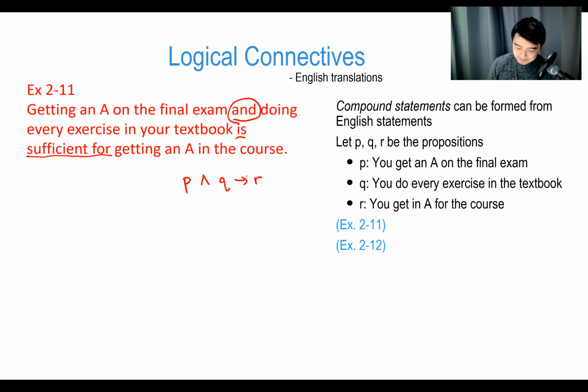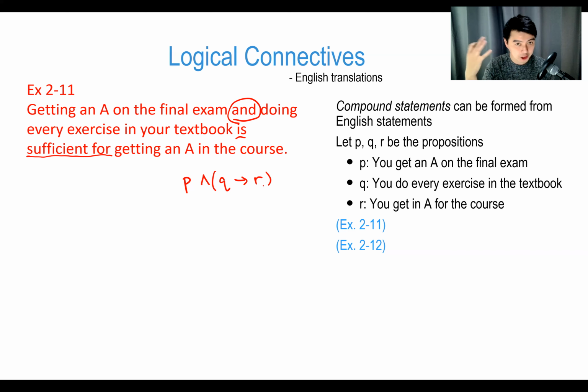Now, the last thing is we can't leave the expression like this. What we need to do is decide which of these expressions come first. Is it P and Q first? Is it number one or is it number two? Let's start with number two. Number two says you got an A on the final exam, and if you do every exercise in the textbook, then you'll get an A in the course. Is that what I'm trying to say in this statement?